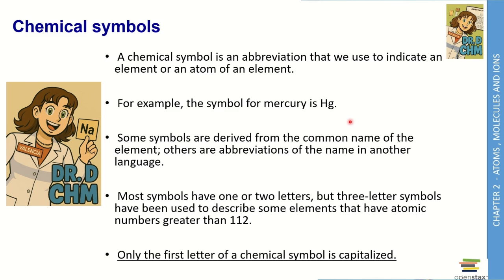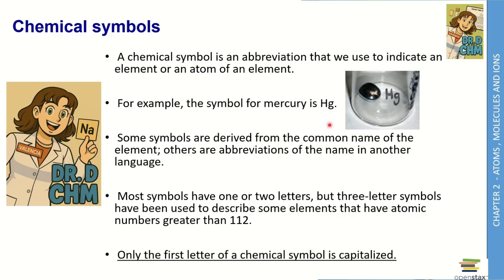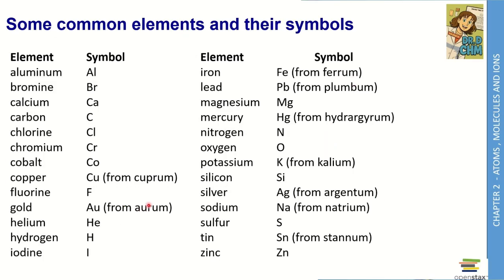This is why it's so important to take your periodic table and read it, just to get used to some symbols. Another very important thing is that only the first letter of a chemical symbol is capitalized, like in mercury. Here are some other common elements like chromium, chlorine, carbon.